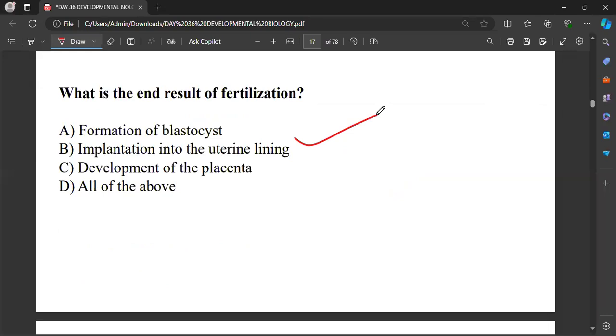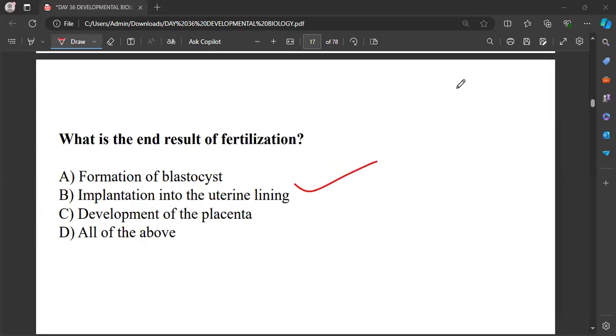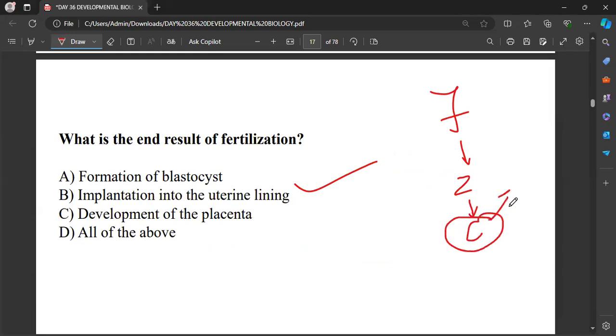What is the end result of fertilization? As a result of fertilization, we get a zygote. The zygote undergoes cleavage. As a result of cleavage, we have the blastula, that is, the blastocyst, then the gastrula, and so on. At this time we form the blastocyst, and the blastocyst has to implant in the uterine wall, that is, the endometrium, and there will be the development of the placenta also.